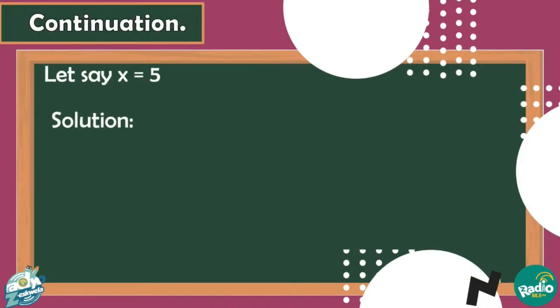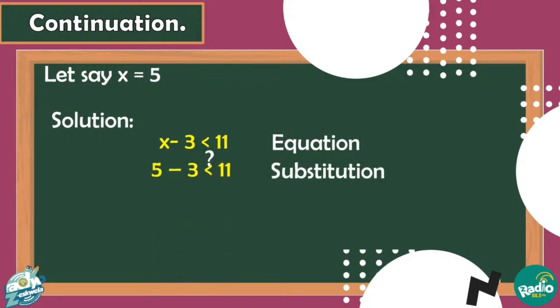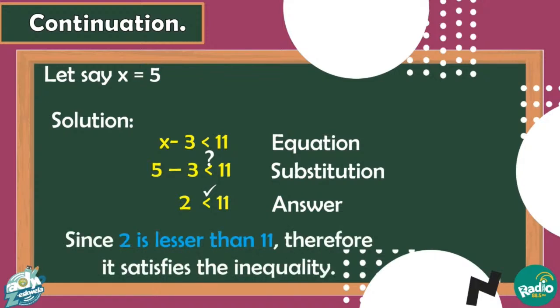Let's say x is equal to 5. The given inequality is x minus 3 less than 11. Substitute the value of x, which is 5. The inequality becomes 5 minus 3 is lesser than 11. By simplifying, we get 2 is lesser than 11. Since 2 is lesser than 11, therefore, it satisfies the inequality.